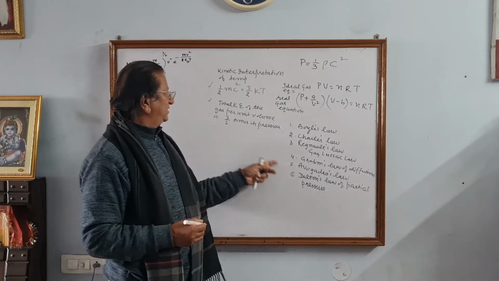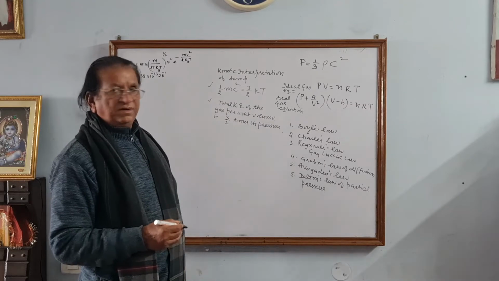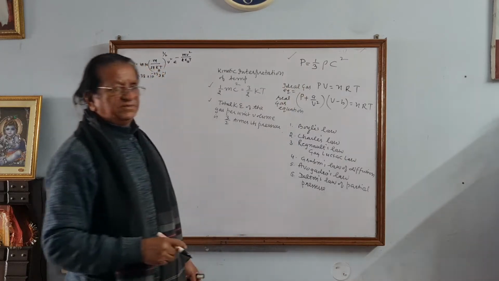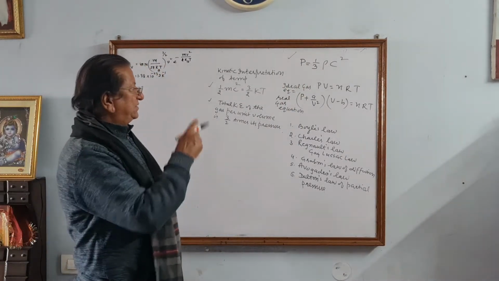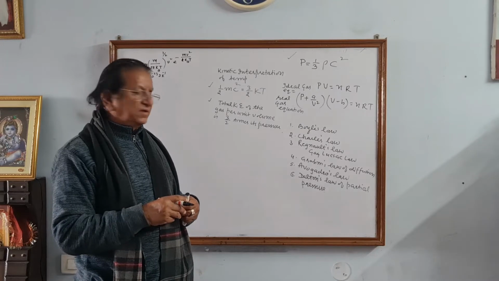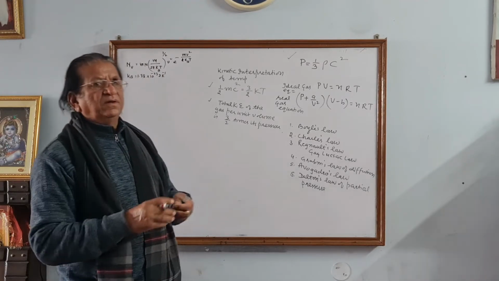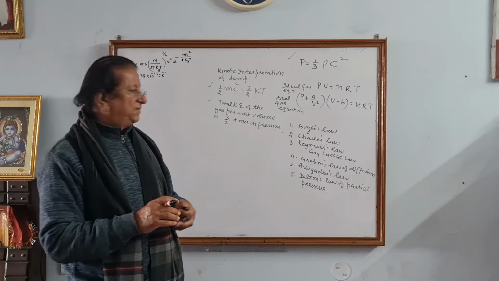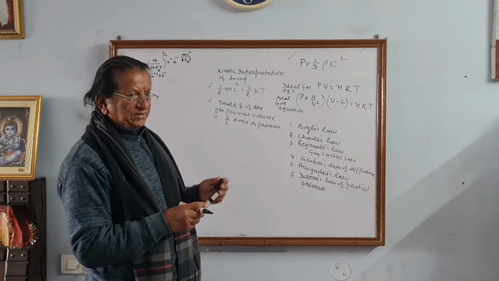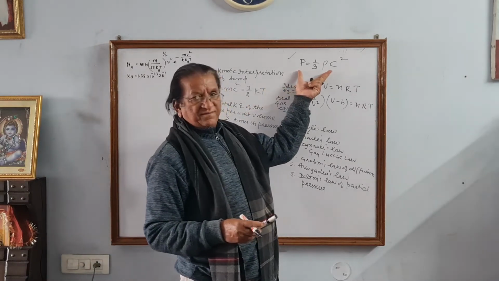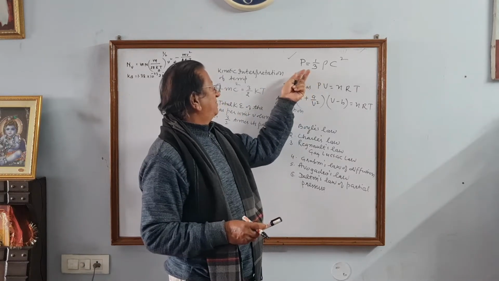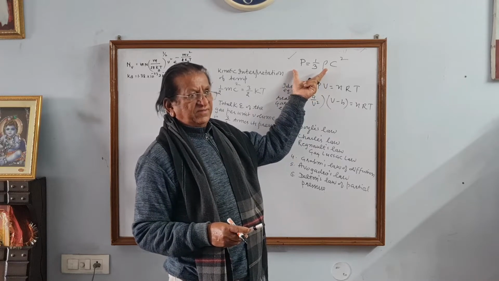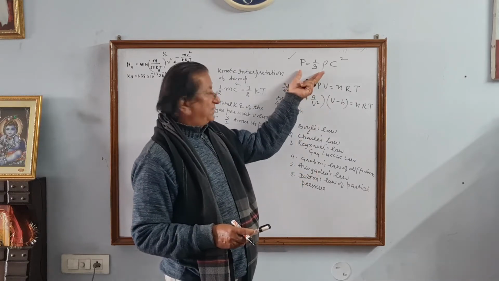So these 6 laws and these 2 things are to be deduced from the kinetic theory of gases, which is given by P is equal to 1 by 3 rho c square. And this relation we derived making use of all the assumptions. Then we come to this conclusion that the average pressure exerted by the gas is 1 by 3 rho c square. So this becomes the kinetic theory of gases, and all these laws are to be deduced from this.